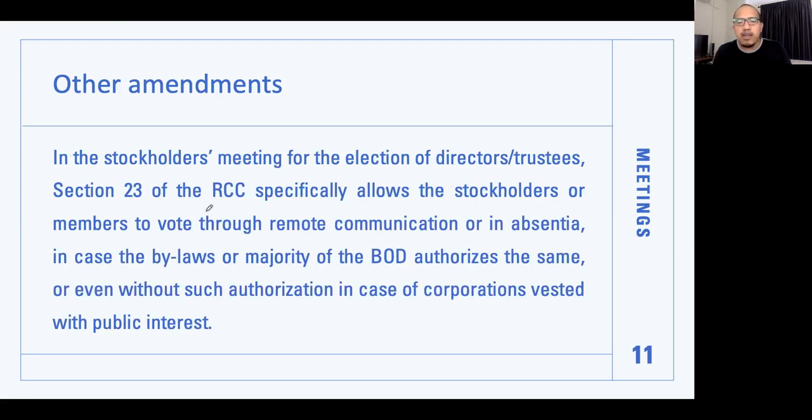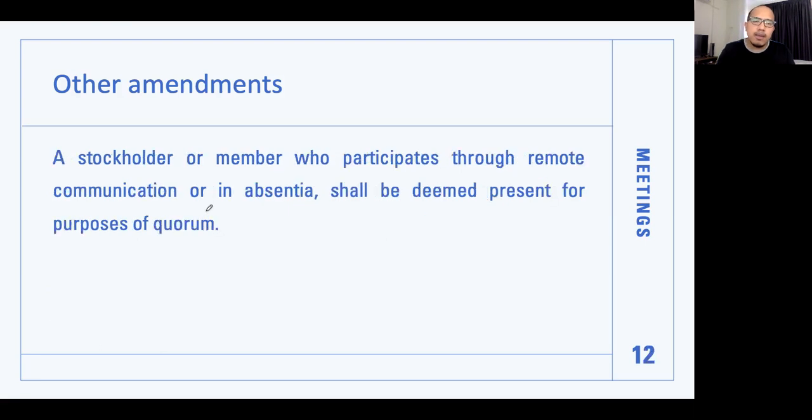In the stockholders meeting for the election of directors or trustees, Section 23 of the Revised Corporation Code now allows the stockholders or members to vote through remote communication or in absentia. I already mentioned that, or in case the bylaws or majority of the board authorize the same, or even without such authorization in case of corporations vested with public interest. A stockholder or member who participates through remote communication or in absentia shall be deemed present for purposes of quorum. So even if he is not there physically or through proxy, because before the amendment, for purposes of quorum, only those present physically or those who attended through a proxy were counted.